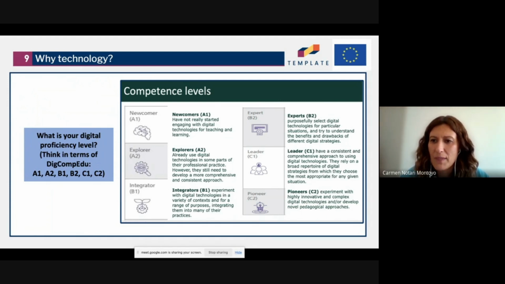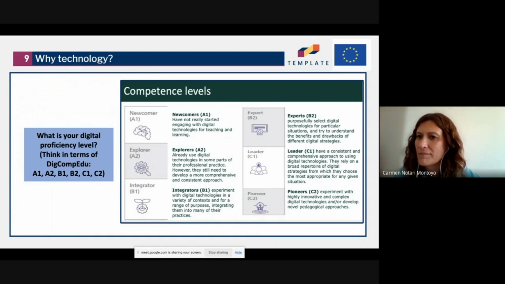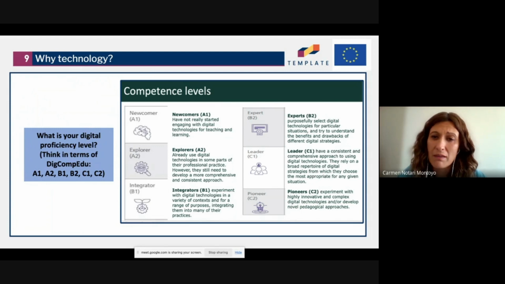Okay, we have six people so far. I think you can see the results. Three people voted for C1, so that means you have quite a consistent use and understanding and command of digital tools. Two people voted for B2, and that means that you go a little bit further than B1, in that you think about the benefits and drawbacks of the digital tools that you're using. And then there's a B1 vote, which, as you can see in the description, means that you try to experiment and use them in a wide variety of situations. We have seven people now. So B2 and C1 seem to be the levels. Wow, that's pretty good.